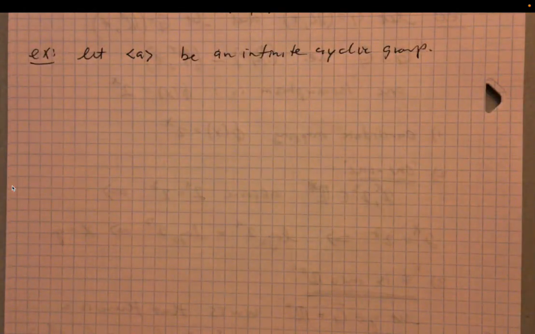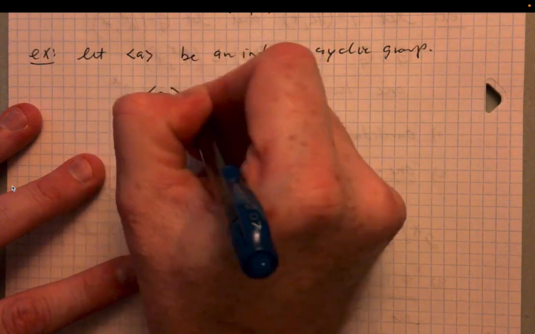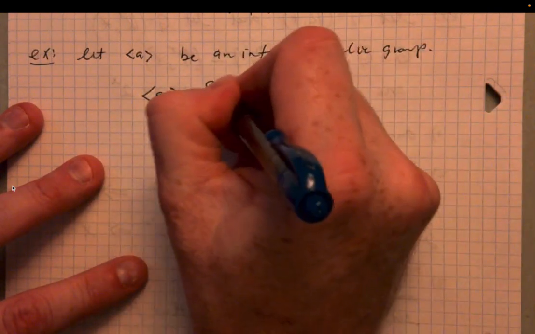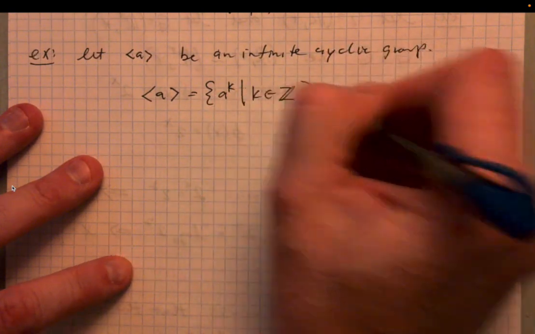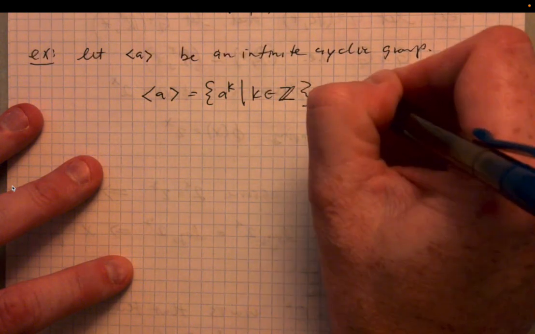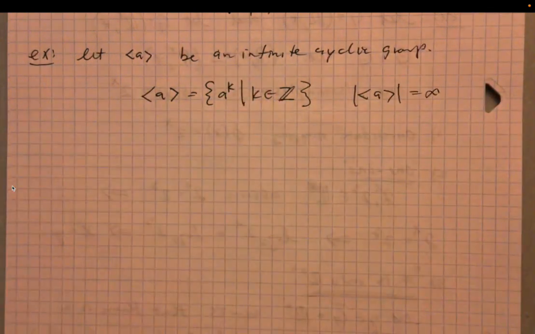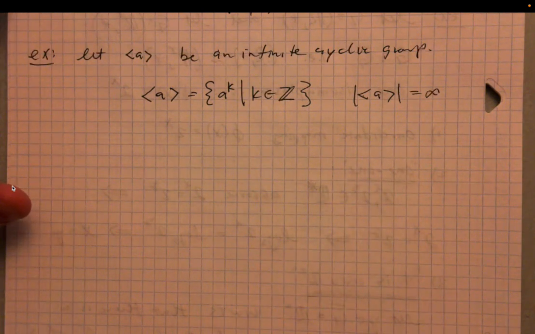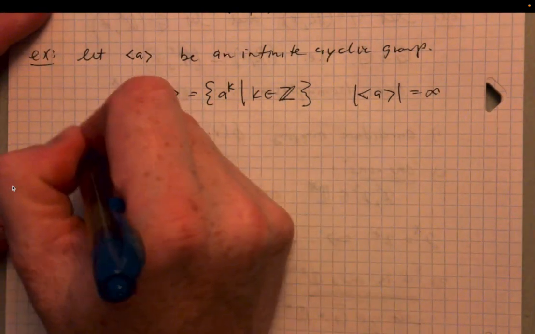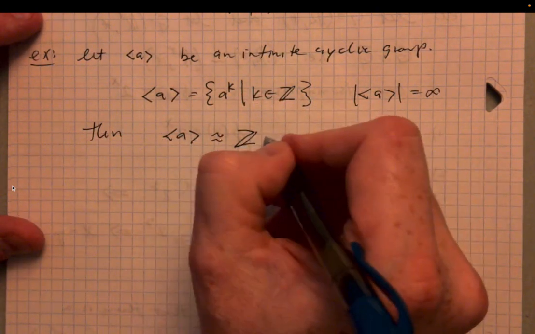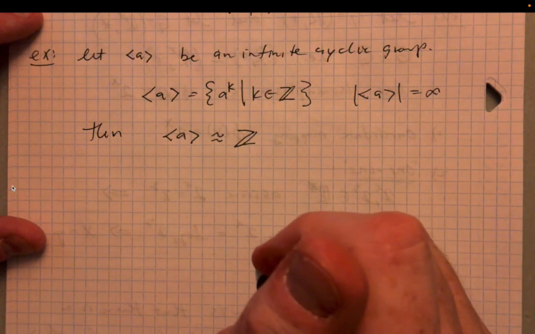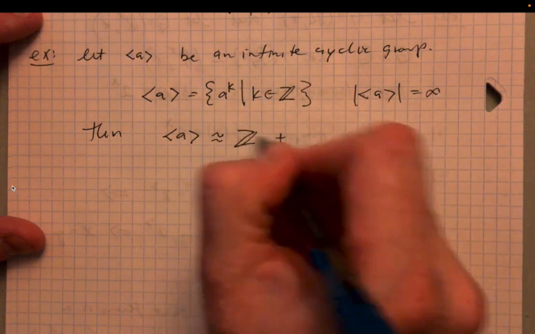We could write this in symbols a little better as A equals all elements of the form a to the k, where k is an integer. And we're obviously saying that the order of A, the group, is infinite. Then the contention here would be that this group A is isomorphic to the integers under addition.